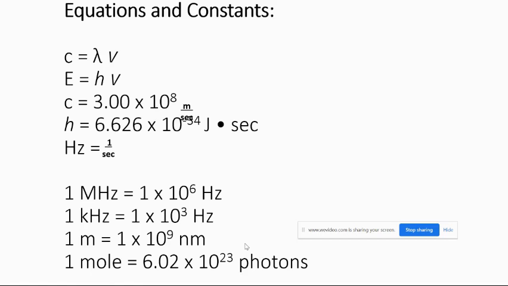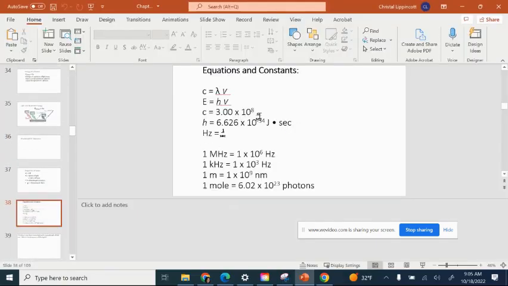Questions on any of that? Yes, ma'am. Wait, is the h equal to 6.26 times 10 to the negative 34 power or 20? This is 34th. I don't know what happened to that. That should be, the meters per second should be up here.